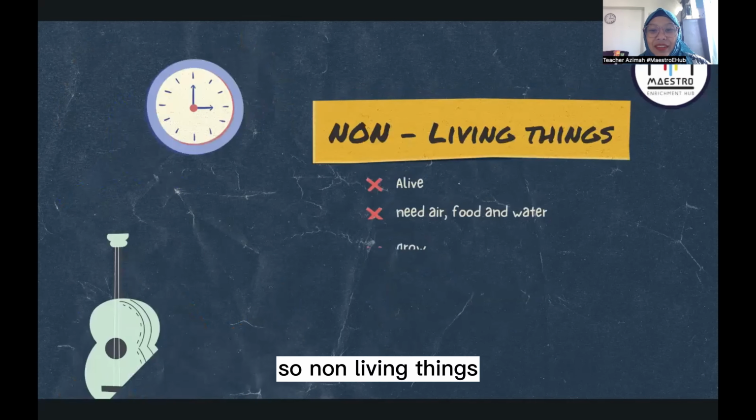So non-living things are definitely the opposite of what living things are. They are non-alive. They do not need any food and water. They do not grow. They do not reproduce. They cannot move by themselves. They cannot respond to changes and will not die.